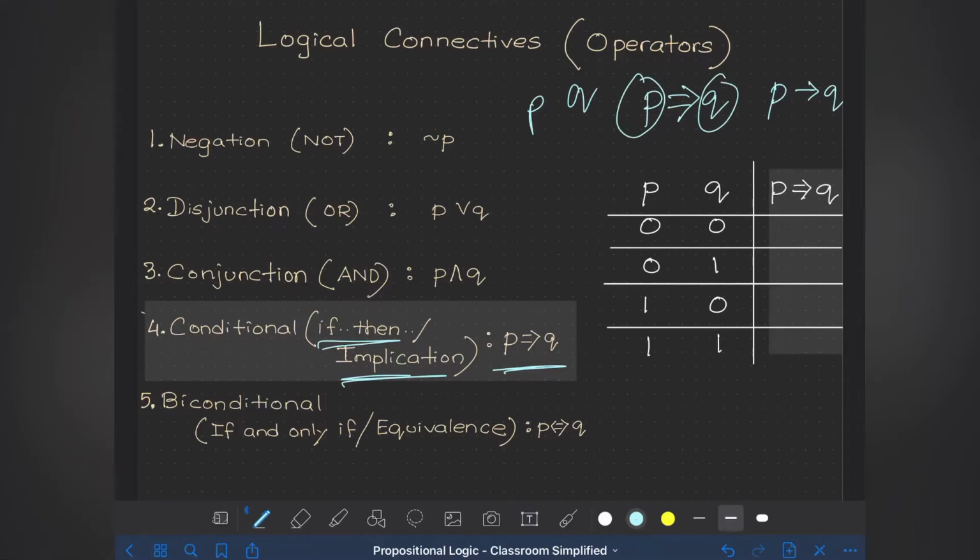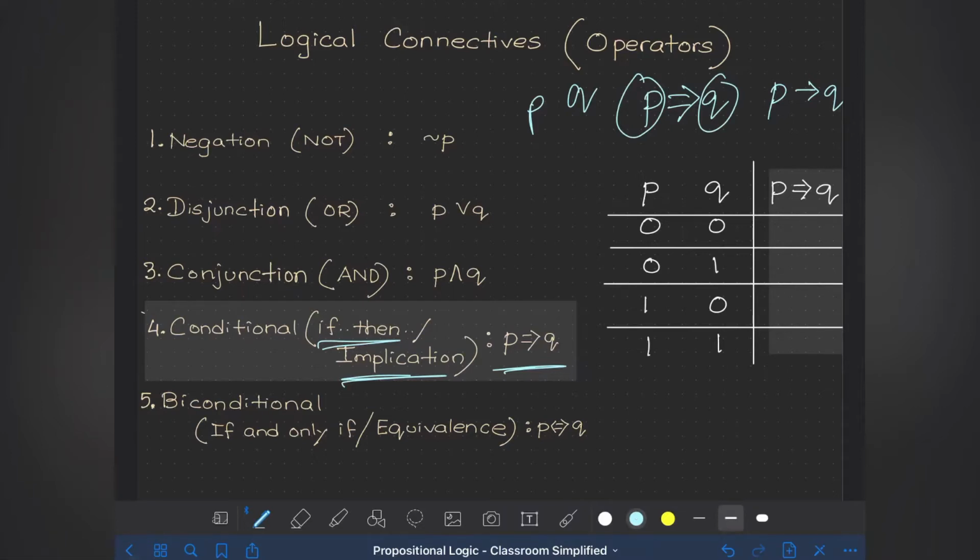Later when we see more examples, you will observe that this antecedent and the consequent both can be compound propositions, meaning combinations of more than one simple proposition can be combined together to form this antecedent, or a combination can be formed to form this consequent.